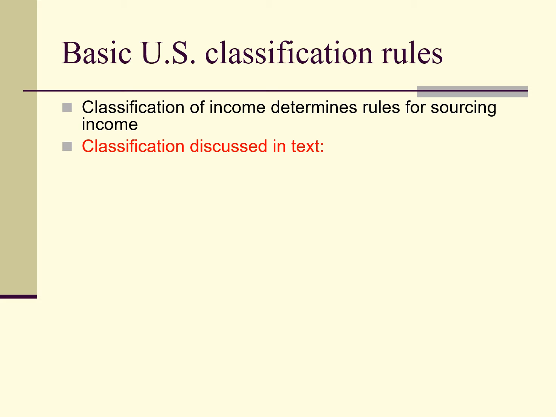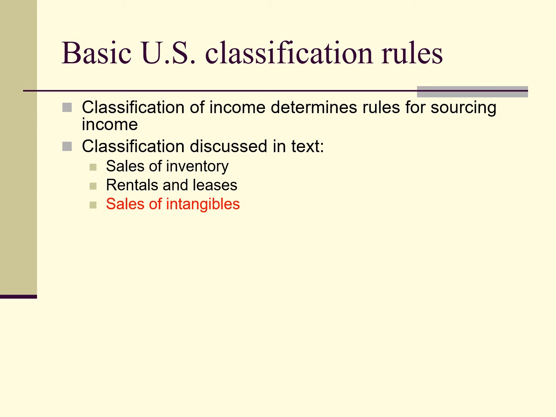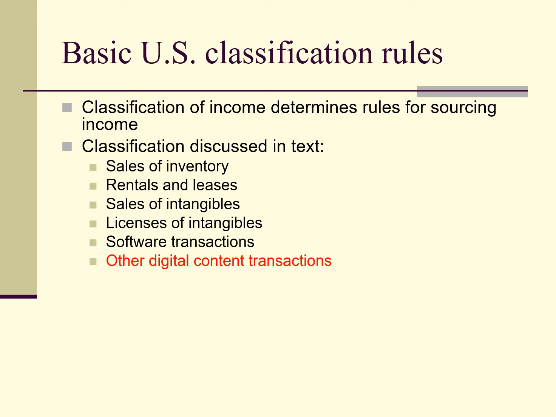In this lecture, we're going to discuss the classification of many types of income. All of these classification rules are discussed in the text. Here's what we'll be looking at. Sales of inventory, rentals and leases, sales of intangibles, licenses of intangibles, software transactions, other digital content transactions, and cloud transactions.